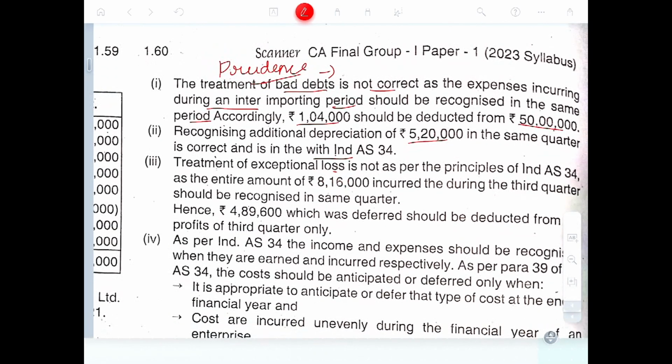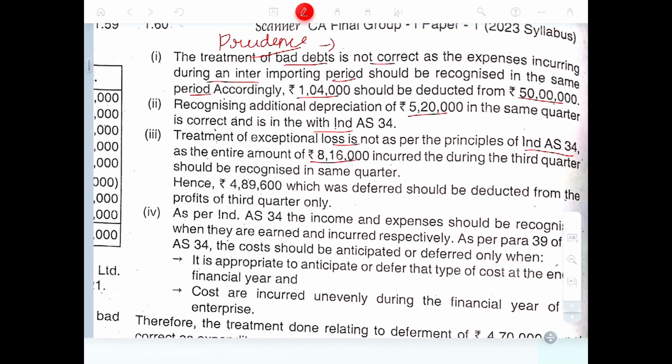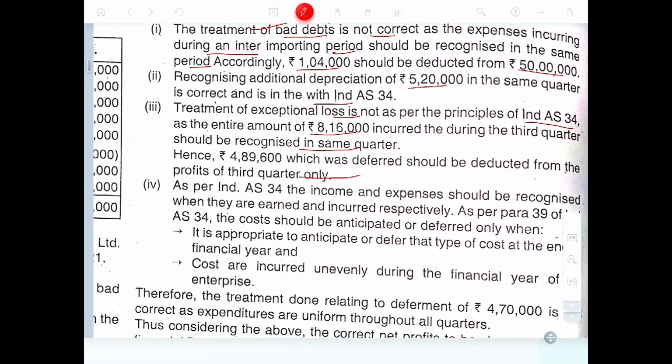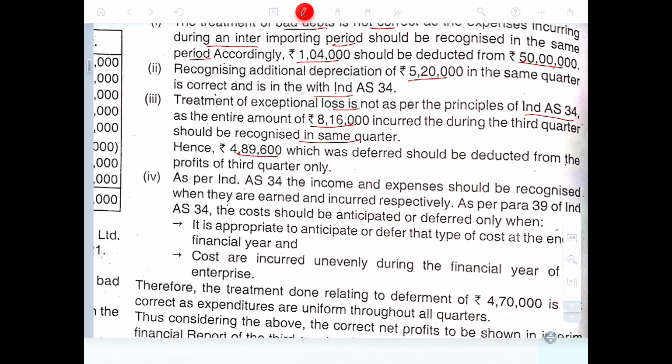Correct. The treatment of exceptional losses is not as per the principle in Ind AS 34. The entire amount of 8 lakh 60,000 incurred during the second quarter should be recognized in the same quarter. So hence 5 lakh 16,000 that was deferred is to be deducted from the profits of the second quarter only. Okay.